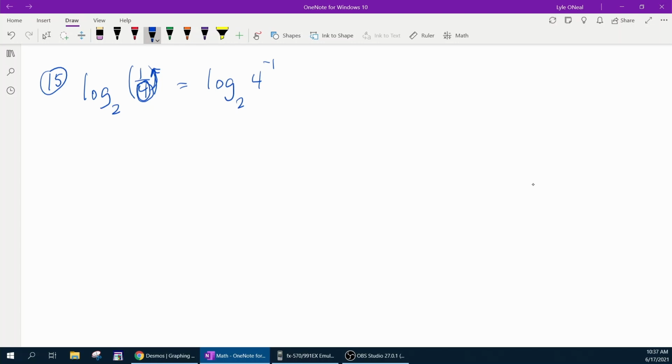And then I know that 4 is 2 squared. So we can rewrite 4 as 2 squared to the -1. And then using the properties of exponents, if you have an exponent raised to an exponent, they multiply. Gives us -2. And now we're at the point that we can use the formula. Here we have log base b of b. Notice the bases match. Log base 2 of 2. Those are going to cancel. And the exponent is the answer.